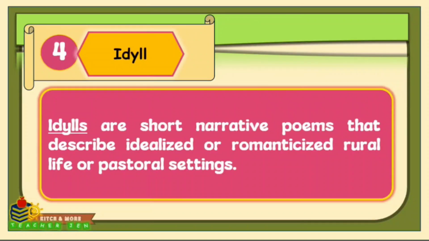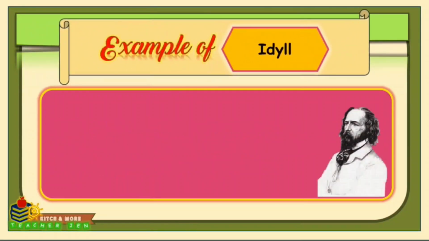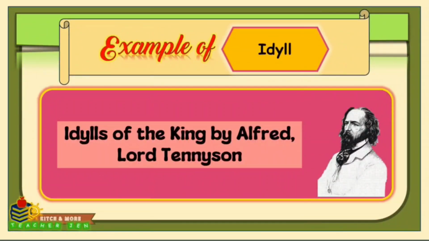Next, we have idyll. An idyll is a short narrative poem that describes idealized or romanticized rural life or pastoral settings. The tone is usually peaceful, idealistic, and focused on the beauty of nature or the simple pleasures of country life. Idylls may also explore idealized relationships and ends. For example, Idylls of the King by Alfred Lord Tennyson.